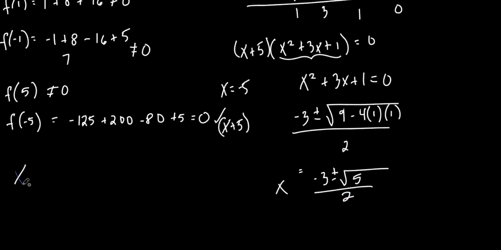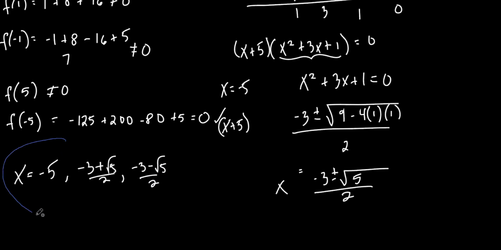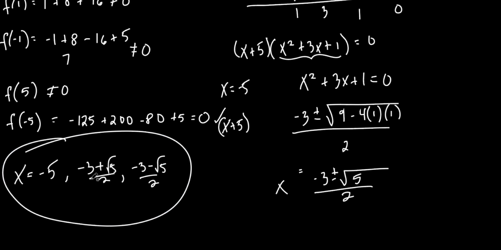So I've got the first x is what? Negative 5. You with me? What's the other x's? You could separate them, or you could keep it like this. Let's separate them, all right? So x is negative 5. X is also negative 3 plus square root of 5 over 2. And x is also negative 3 minus square root of 5 over 2. So those are all my x's. Those are my roots, okay? And there you go.